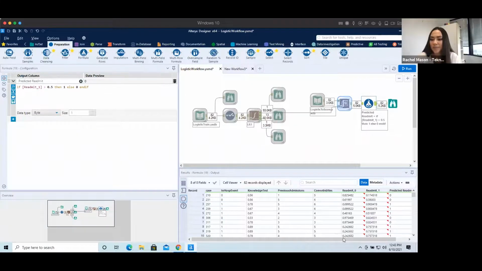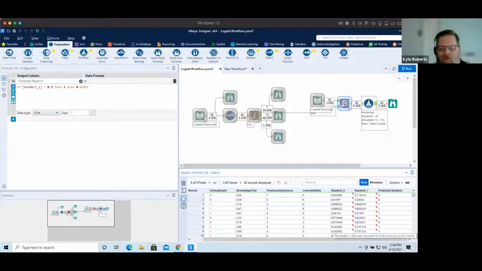But you can see now, just by pulling in that formula tool, we now have a predicted readmit. It's now on our 0 to 1 scale, and we can pass that off to other people and say, here are our 0s and 1s, and we're good to go. Okay, so we're ready to go.